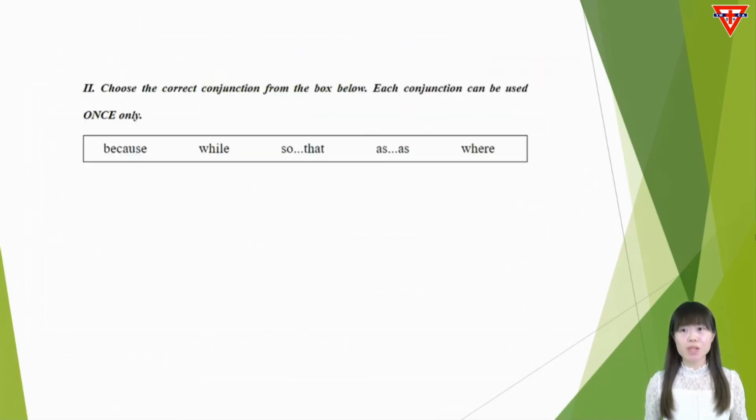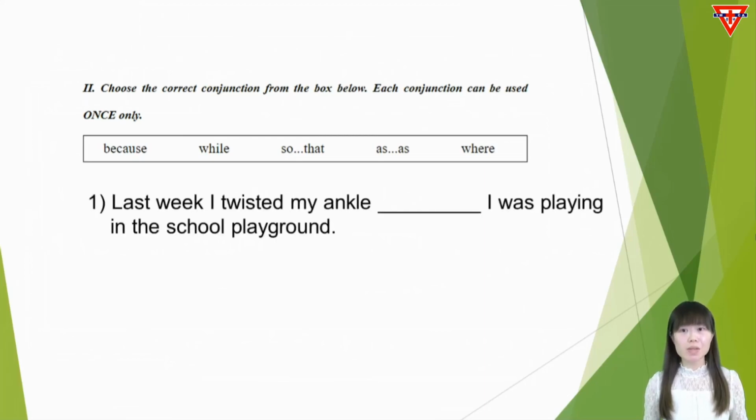Task 2. Choose the correct conjunction from the box below. Each conjunction can be used once only. For question 1. Last week, I twisted my ankle while I was playing in the school playground. The answer is while. As you can see, continuous tense is used for one of the clauses, and it makes sense to put while here as it talks about the time when I twisted my ankle.